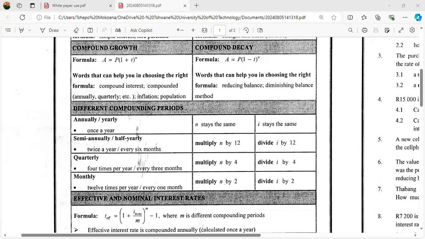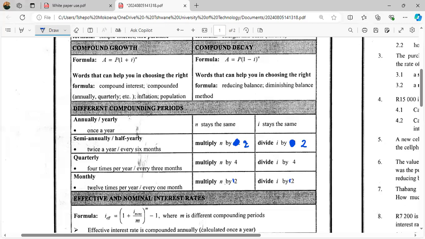So these compounding periods give an insight into how the money actually earns its interest. Here's a mistake, by the way. It was supposed to be 2 over here. Here we're supposed to have 2, not 12. We multiply n by 2, and then here we divide I by 2. And for monthly, it's supposed to be 12, and then it's supposed to be 12.